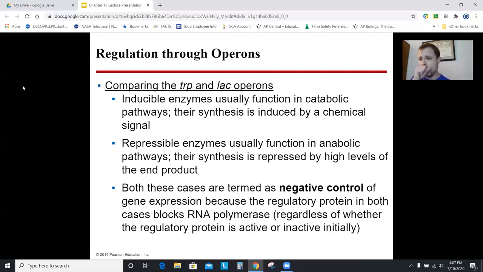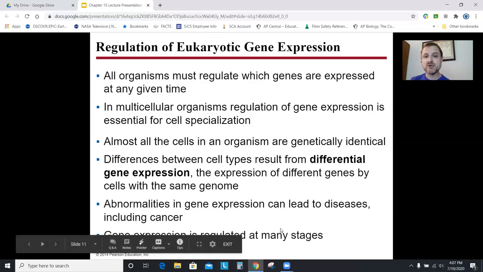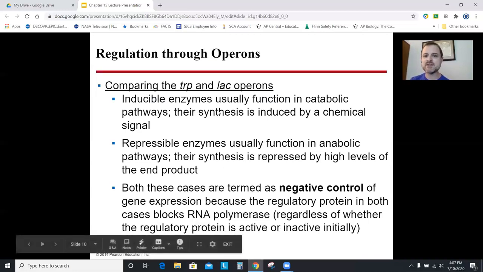Inducible ones are usually catabolic, things that you break down. You don't want to break it down if you don't have it, right? Repressible ones like the trp operon are usually anabolic molecules that you build. You don't want to build them unless you don't have them, okay? So take a little time and look at these two operons, compare and contrast them. This is a way that cells avoid being wasteful.